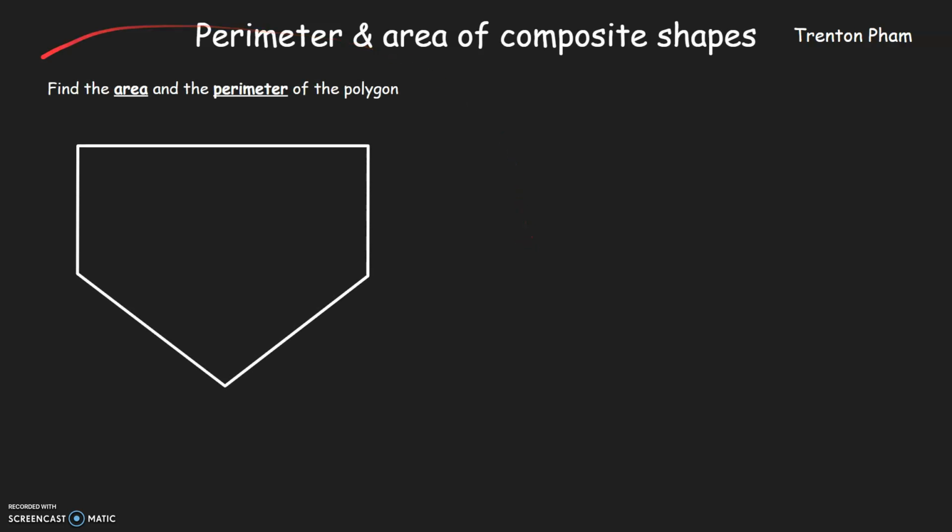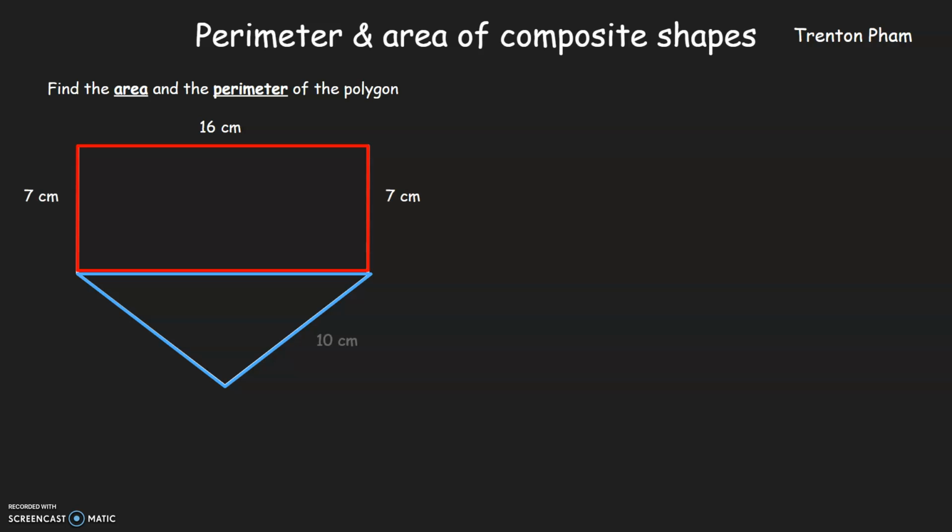As we can see here, the example and problem that we're going to solve today is finding the area and the perimeter of the polygon. Looking at this polygon, we can clearly identify that we can split this into a basic rectangle and a triangular figure. The long side of the rectangular figure is 16 centimeters and the two short sides are 7 centimeters. The two sides of the triangle are 10 centimeters and the altitude of the triangle is 6 centimeters.